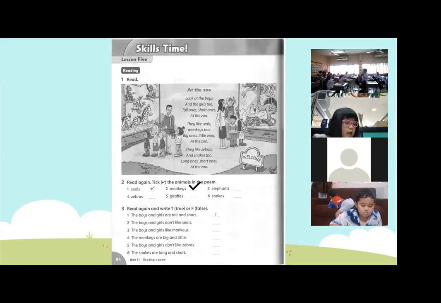Okay, number three, elephants. Are there elephants? I want elephants, yes or no? Where are elephants? No, no elephants. Zebras? Yes. So we see zebras.